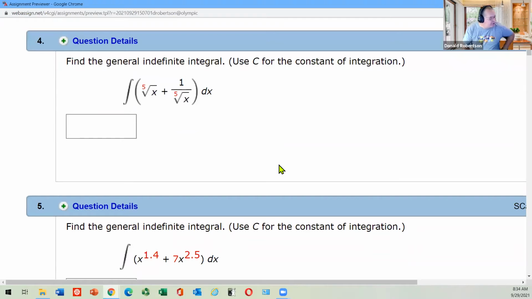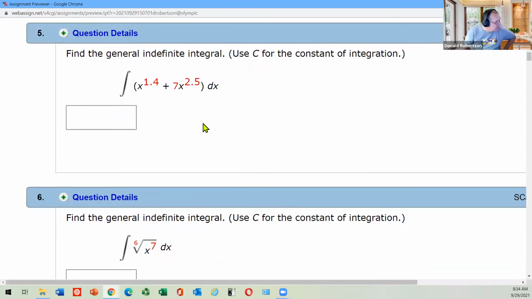Okay, how would you tackle question 4? Don't need the answer, just how would you tackle it? Convert the square root into an exponent. Yeah, so call it x to the 1/5, plus x to the negative 1/5, and do the power rule on it. I know they look ugly, but aren't they just a power rule with really ugly numbers?